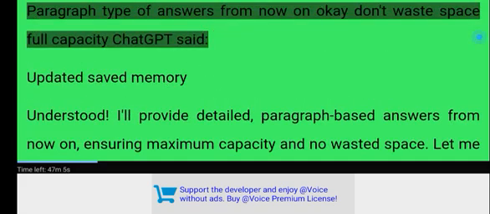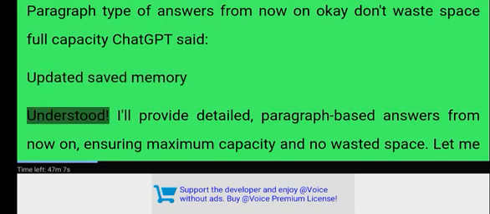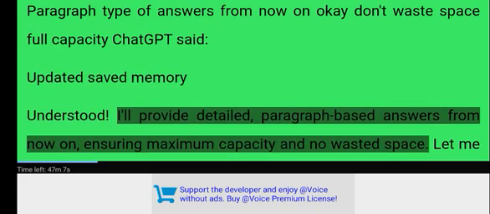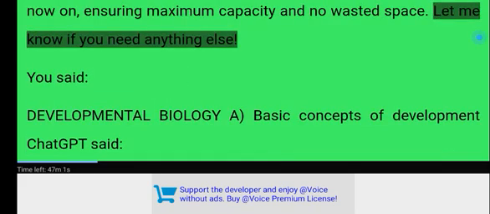You said: Paragraph type of answers from now on. Okay, don't waste space. Full capacity. ChatGPT said: Updated saved memory. Understood. I'll provide detailed, paragraph-based answers from now on, ensuring maximum capacity and no wasted space. Let me know if you need anything else.